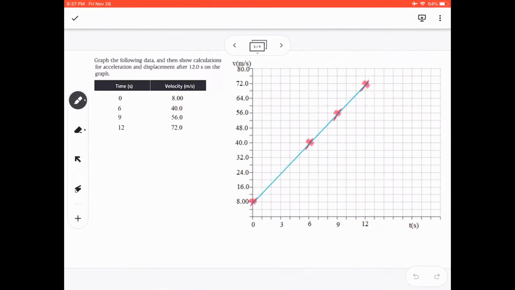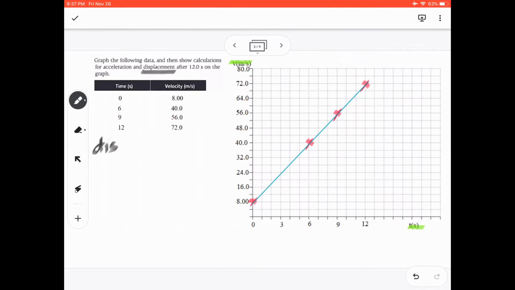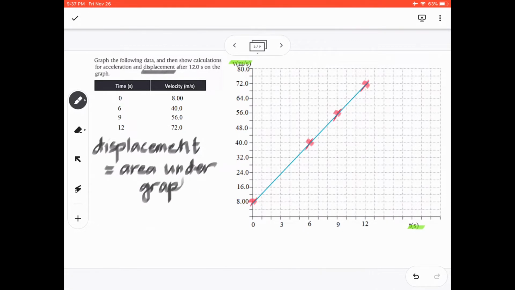Okay, continuation. Same question, but now we're going to solve for displacement. Now remember that in a VT graph, this is a VT graph still, same graph. If we want to solve for the displacement, it's equal to the area under the graph. Okay, so you have a VT graph again. The area under the graph is equal to the displacement. So we'll just mark the area under the graph.